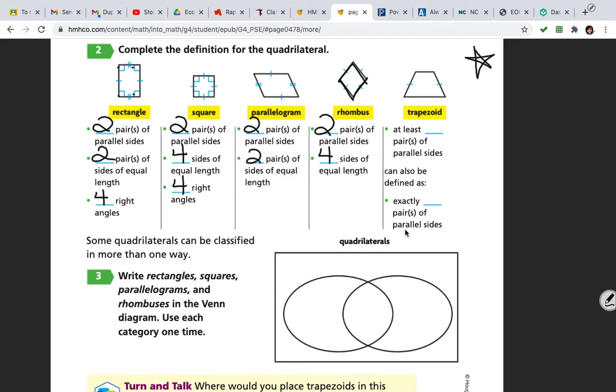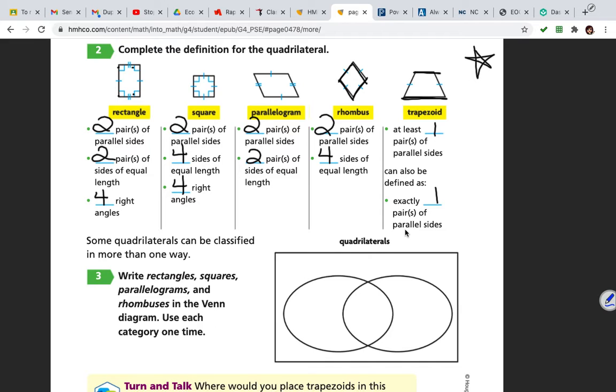And then the last one, a trapezoid. I always think of a trapezoid looks like the roof of a house. So a trapezoid has at least one pair of parallel sides. So in this shape, it's the top and the bottom. And it can also be defined as having exactly one pair of parallel sides. Exactly one pair of parallel sides. All right, some quadrilaterals can be classified in more than one way.